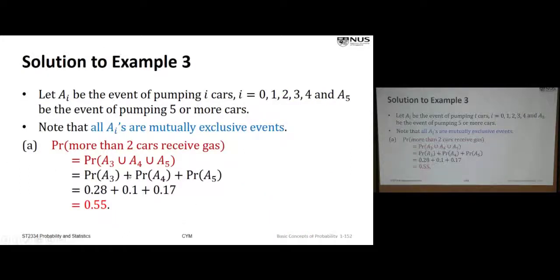I gave you the solution, but then you have to understand it. First of all, we translate this statement into the events. More than 2 means 3, 4. Now this is not 5 cars; this is the event with 5 or more cars at the pump, or at the gas station. Next, from here to here, why can I just add the probabilities? Because A3, A4, and A5 are mutually exclusive events. That's why I add up.